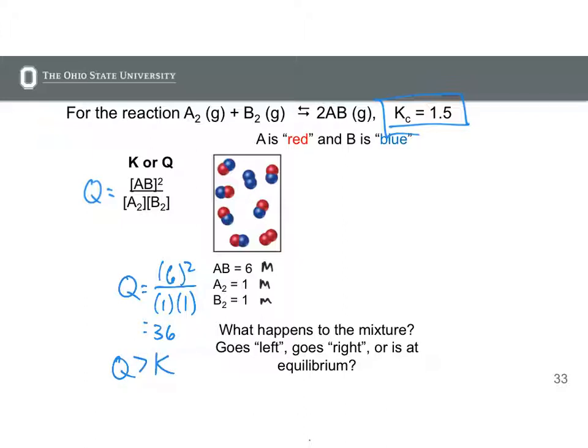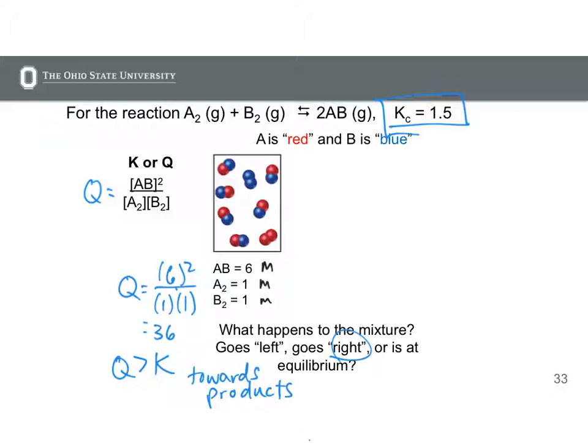So our Q is greater than K. K was 1.5. In order to regain equilibrium, which direction does the reaction proceed, towards the reactants or products? Q is greater than K, which means our numerator is greater than our denominator, so we have more products than reactants. So we should go towards products, which means to the right.